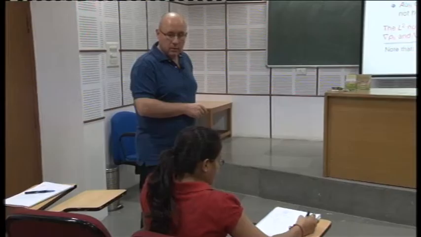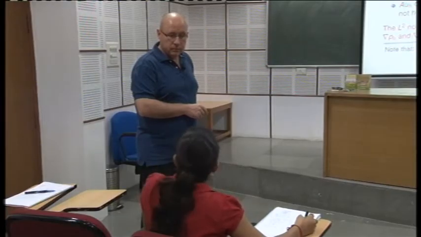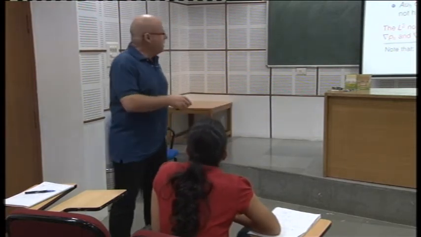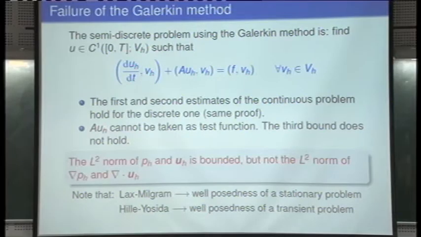Yeah, in the morning you told that if we have a space, then it will be discontinuous. Exactly, that's exactly what happens. If you have a function that belongs to the finite element space, velocity and pressure, A of U does not belong to the finite element space. Why? Because you take a derivative and you go outside the finite element. So you cannot take the test function equal to AU. So that estimate does not hold.